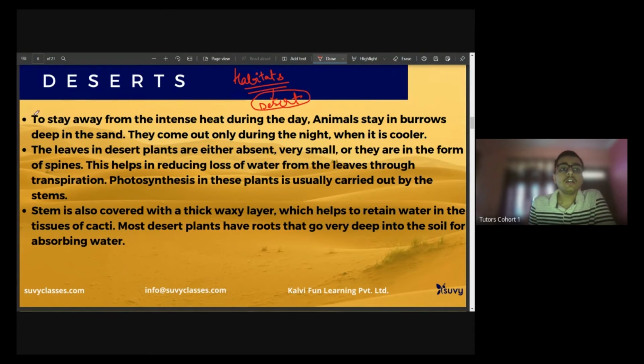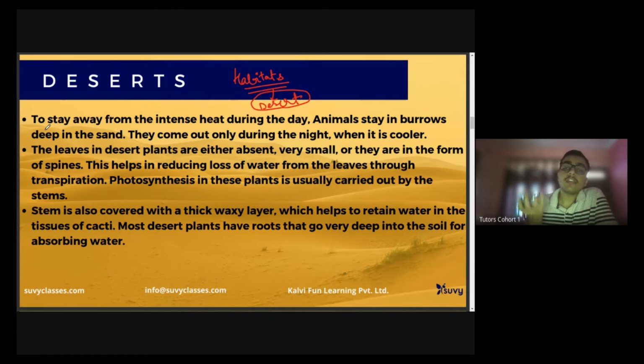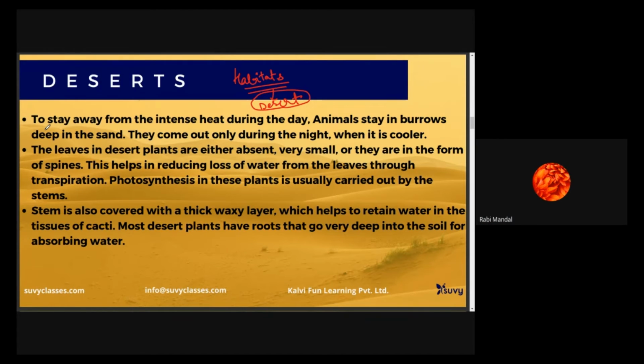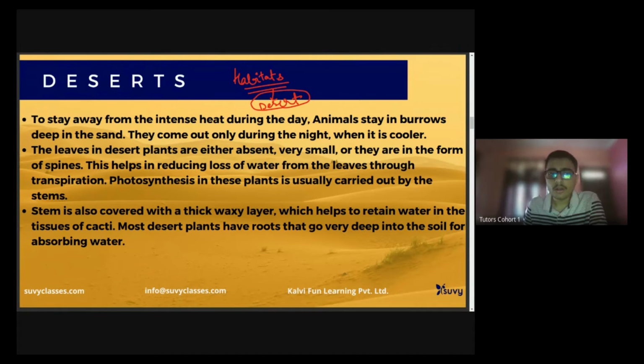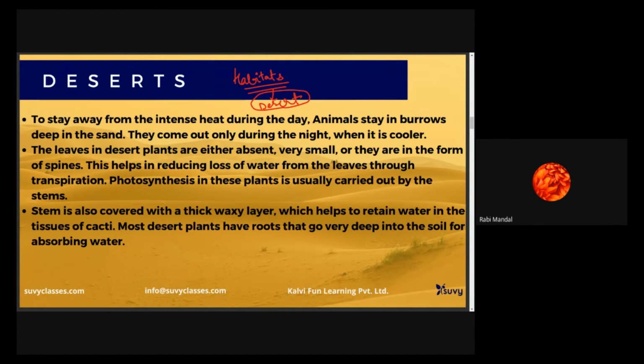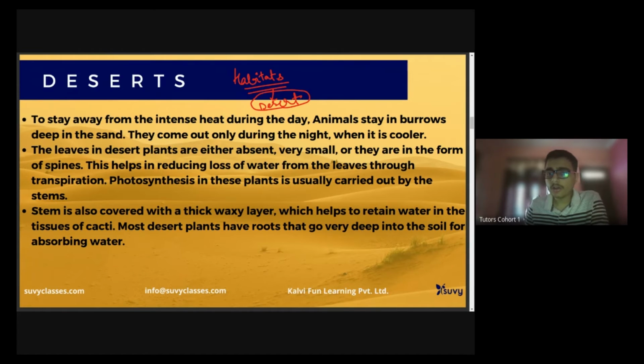Okay, it's very obvious, deserts are very, very hot. You can also see from the book, the NCERT book. Do you want me to show you the book? Yes, sir. Okay, just a moment, I will show you. Where is it? Yeah, here it is. I have downloaded the textbooks.